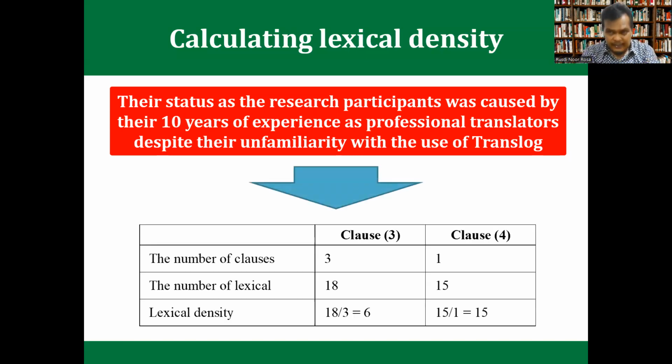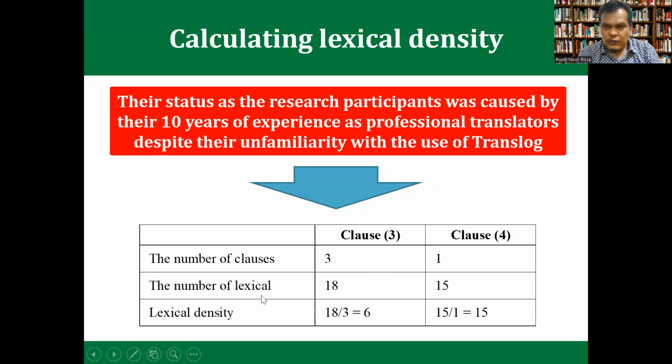We have this result. So you see the congruent form, the form before it is changed into the metaphorical form, we have three clauses, and we have here 18 lexical items. However, in the metaphorical clause, we only have one clause. So we have a more dense clause. And then we have here 15 lexical items.